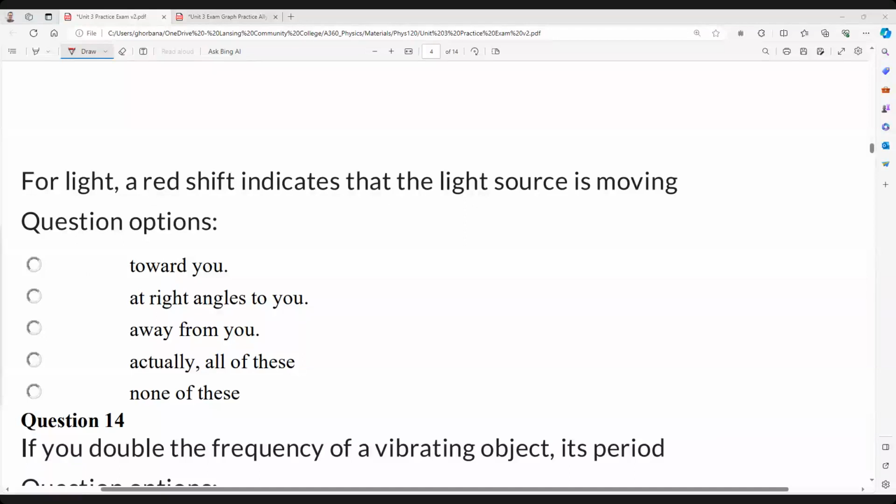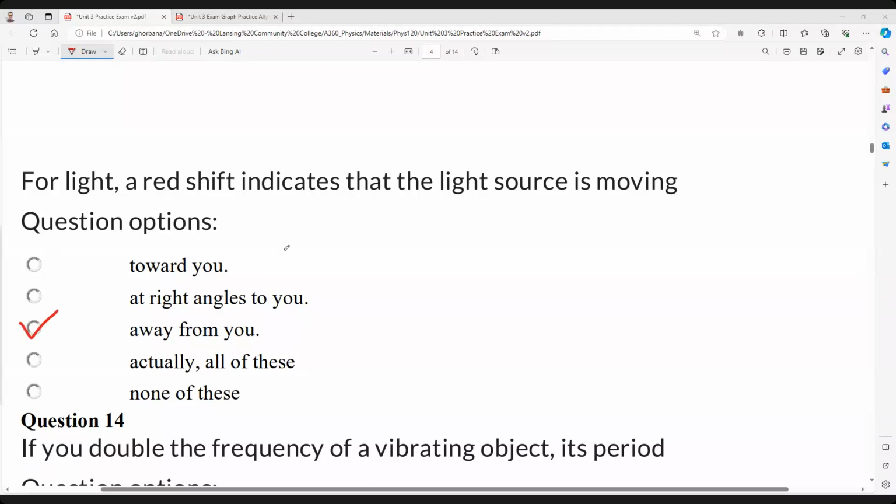Question number 13, I think it is 13. Okay, we can move on. So for 13, the answer is moving away from you. Whenever we have a blue shift, it's moving toward you. Whenever we have a red shift, it means that it's moving away from you. So what is question number 14?